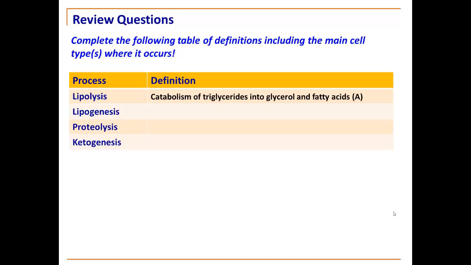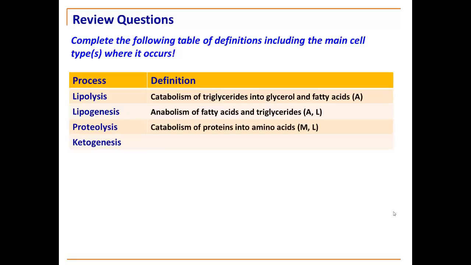Lipolysis, obviously catabolism of triglycerides into glycerol and fatty acids, primarily in the adipose tissue, though we do have them stored elsewhere. Lipogenesis, the anabolism of fatty acids and triglycerides, mainly in adipose and liver.